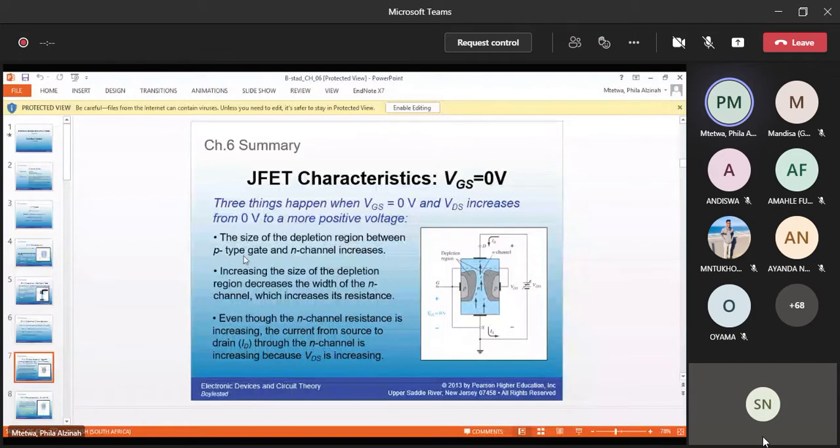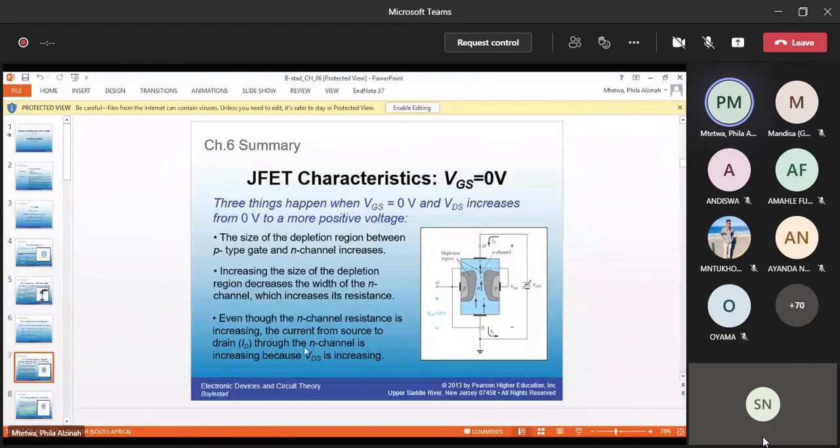The size of the depletion region between the P-type gate and the N-channel increases. Increasing the size of the depletion region decreases the width of the channel, which increases its resistance. So if resistance increases, you'll get fewer charges able to flow from the source to the drain, which means less current. Even though the N-channel resistance is increasing, the current from the source to the drain through the N-channel is increasing because VDS is increasing.